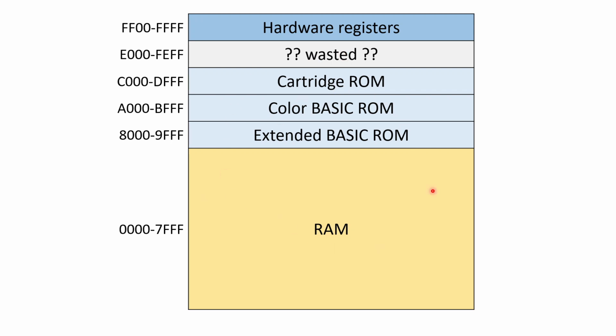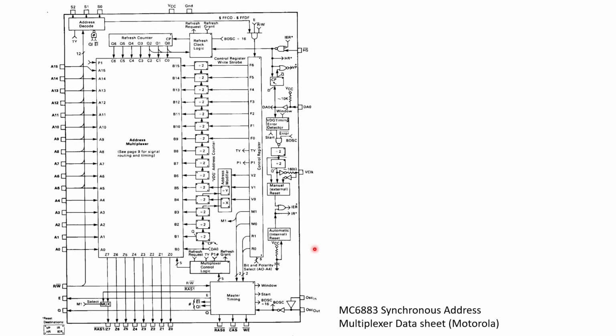But this basically gives us the problem. We only have 32K of addresses that we can use to talk to RAM. But never fear, for the Synchronous Address Multiplexer is here. This is a special chip that sits in the Color Computer that does a whole bunch of things. Typically, when you look at a computer, you think of the CPU as the heart of the machine. But you'd be hard-pressed to argue that the SAM isn't the heart of the Color Computer.